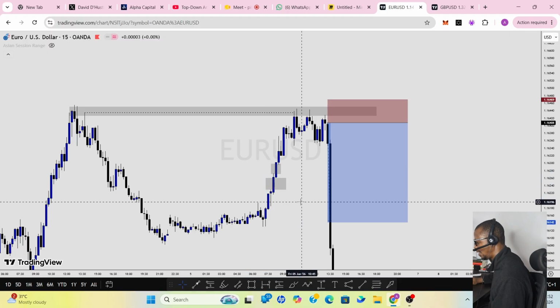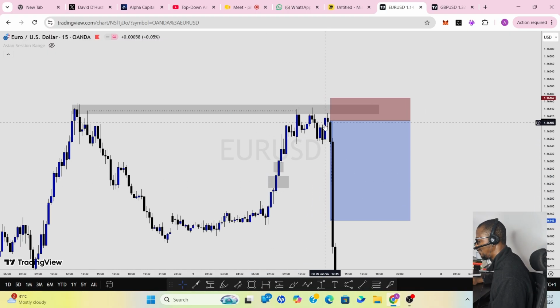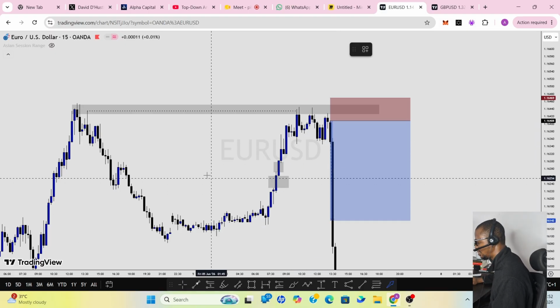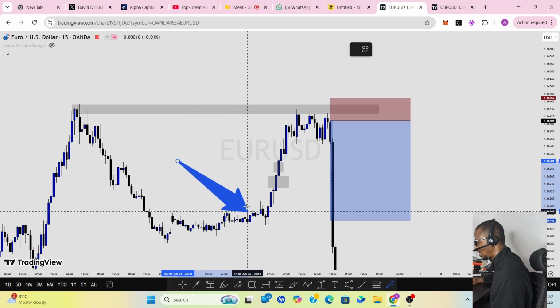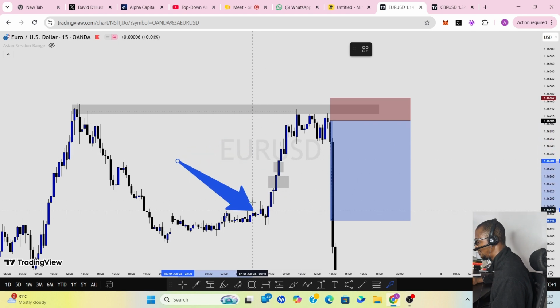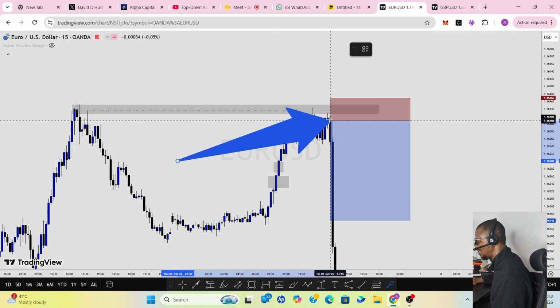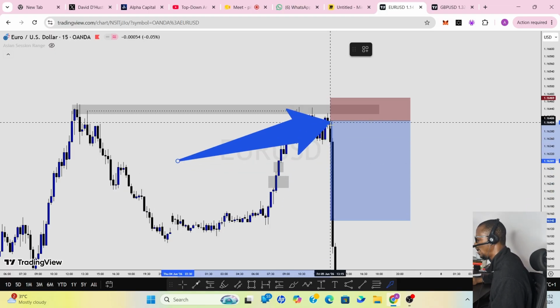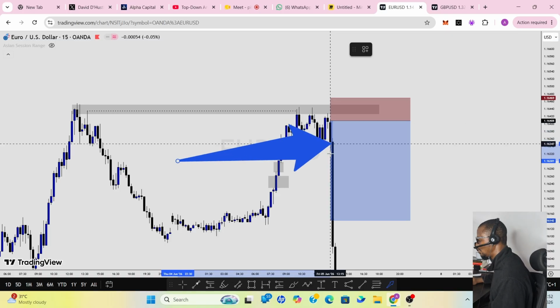You understand? And look at what price did. Price eventually priced into this massive fair value gap right here. Look at all this massive fair value gap. Look at all these imbalances and inefficiency. So the moment price is here, you know that, oh, price will likely push towards the downside, and you enter a trade with your full confidence.